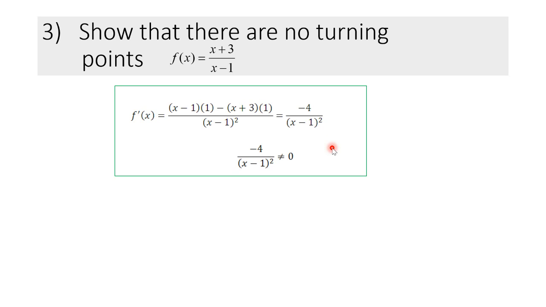The other thing they often might ask is show that the function is a decreasing function. So why would this be a decreasing function? Because my gradient is negative, or my derivative is negative, because I'm going to have a negative divided by a positive.